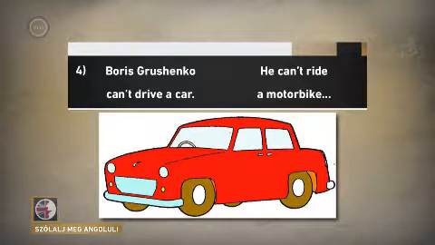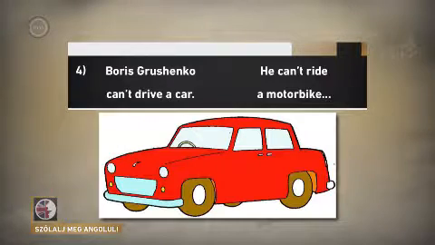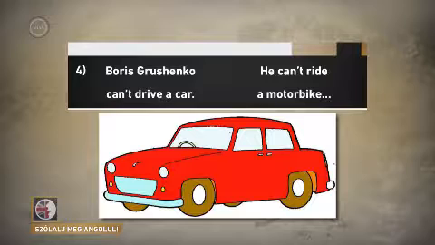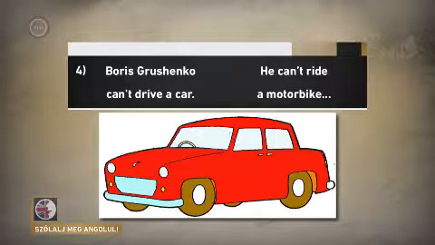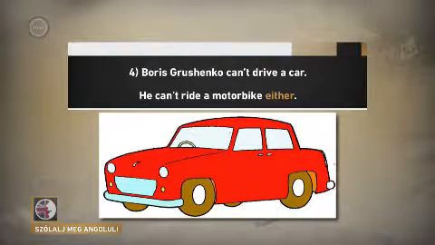And what sort of a verb is it? Is it positive or is it negative? It's negative, isn't it? Yes, we're saying that Boris can't drive a car. Can is the positive form and can't, cannot is the negative version, so it's negative. Which means that we need to put either at the end of the next part to make sure that it agrees. Boris Grushenko can't drive a car. He can't ride a motorbike either.